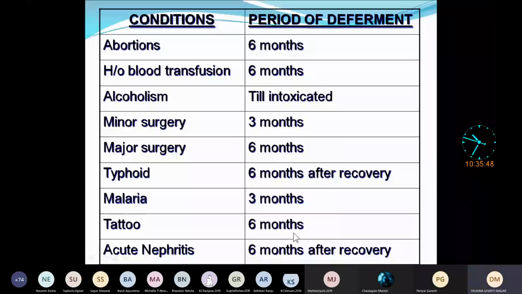So we never know whether the person has done it in a very special way, because a tattoo can be done locally also, isn't it? So suppose when you go to the sea beaches and all, at that time there can be a tattoo also. So that's why we don't take the blood for 6 months. Clear? Yes, ma'am. Okay.